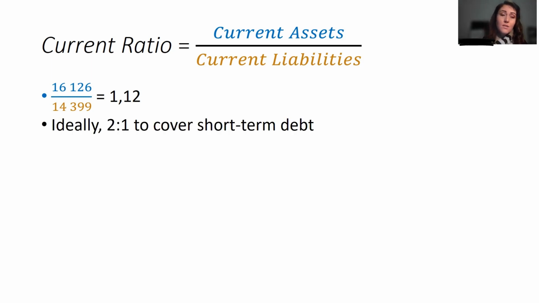Now remember that the ideal is a 2-to-1 to cover our short-term debt. So we have R1.12 to cover every R1 of liability, which means that our business is still in a good space, but ideally we would like to have R2 to cover R1 of liability.